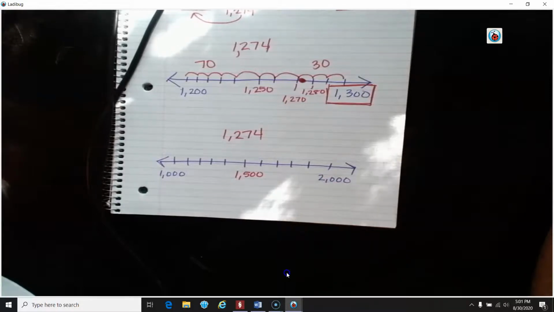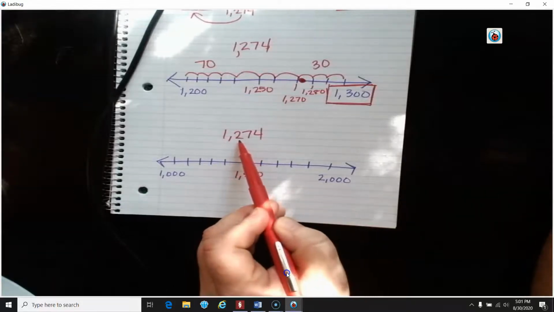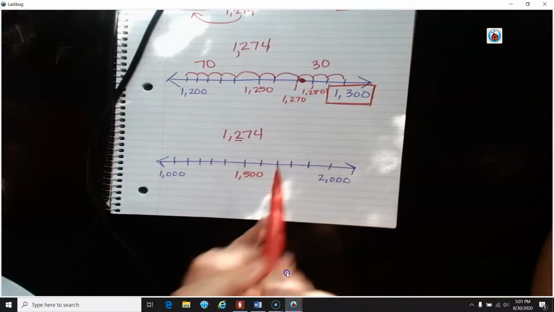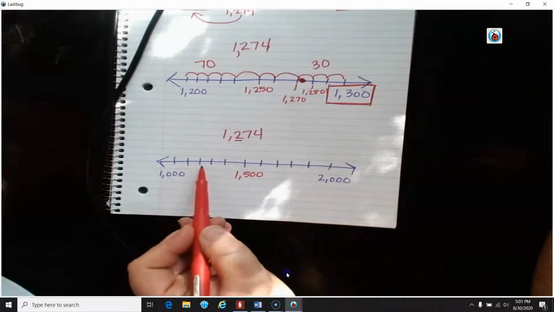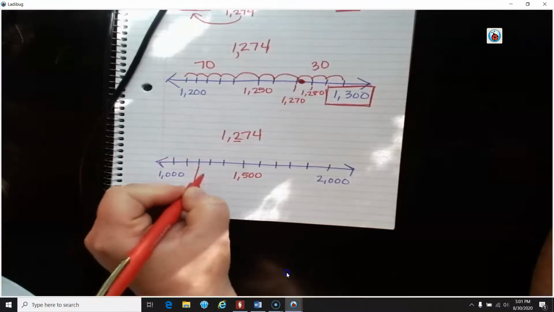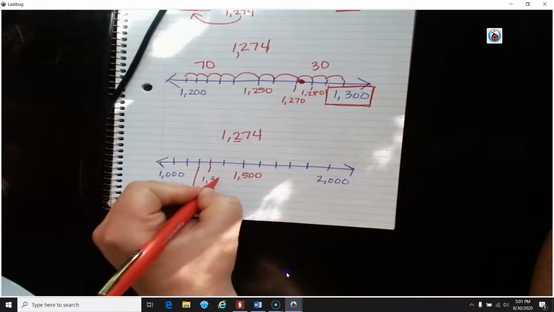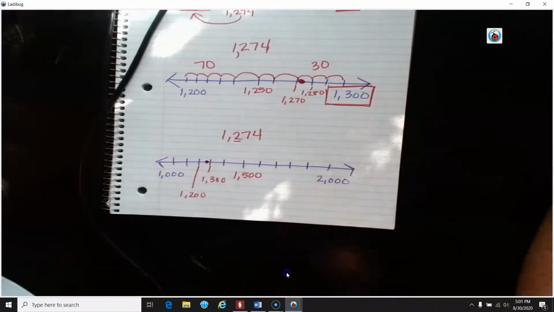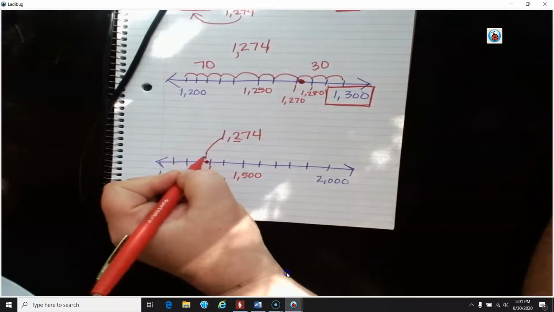So now I have to figure out where on this number line this number goes. So 1,274, this is going to be in between 200 and 300. So 1, 2, this is 1,200, this is 1,300. So this number is going to be right in there, okay? That is where it's going to be.